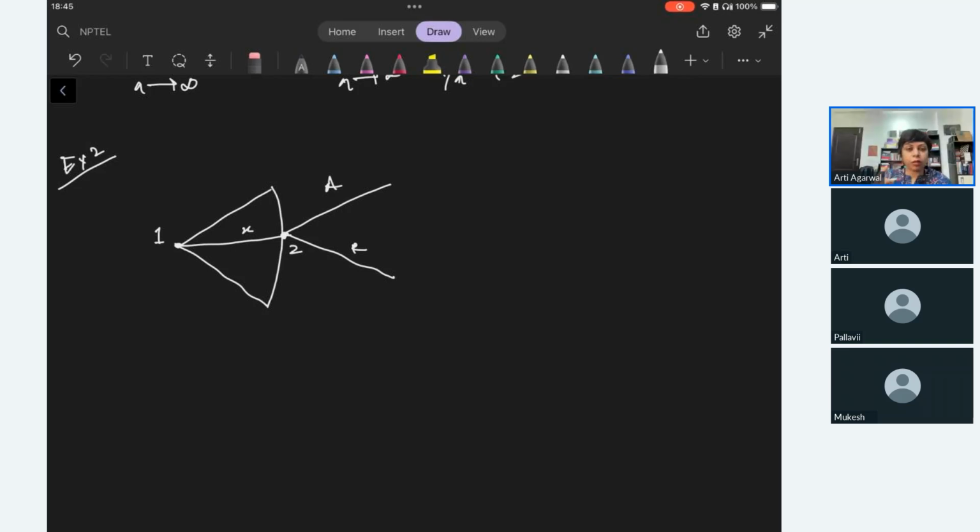So if player 1 is offering X, player 1 gets 1 minus X, and player 2 gets X, right? If he rejects, then player 1 makes another offer, right? And he again offers. It's very difficult to draw on this iPad like this. Just give me a moment. Let me readjust the screen. Okay.